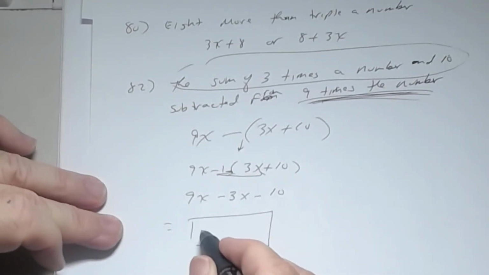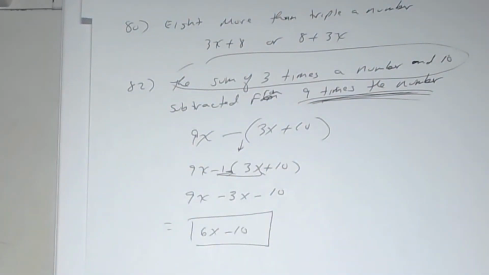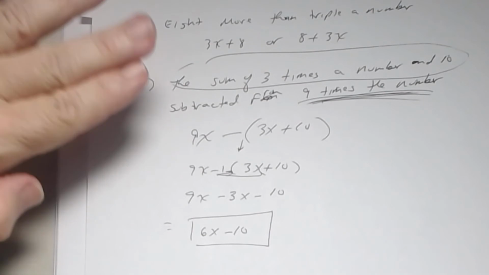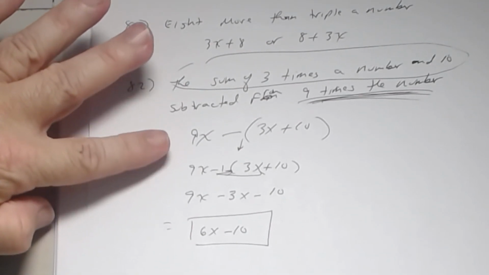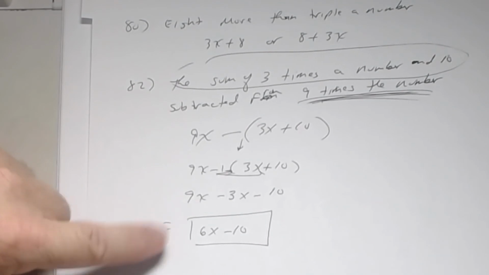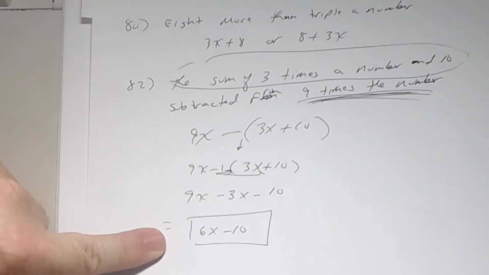3x minus 10. Oh, be careful. 6x. Yeah, 9x minus 3x is 6x. 6x minus 10, right? But there's the work you have to do. You still have to show this work. And that's the answer you're going to put in the blank. If it says show work, that's your work, and there's your answer.